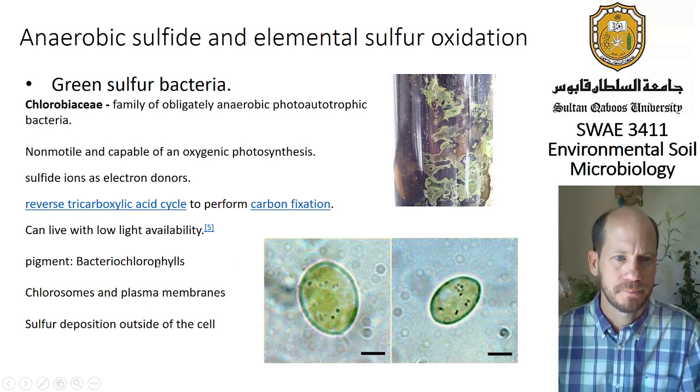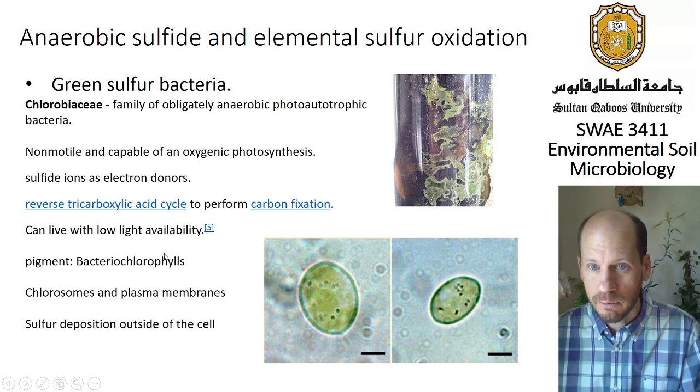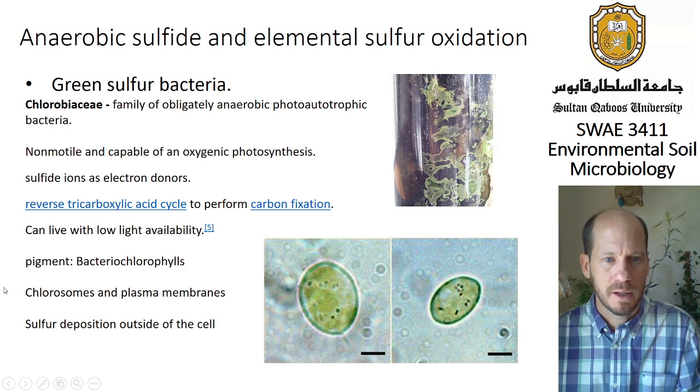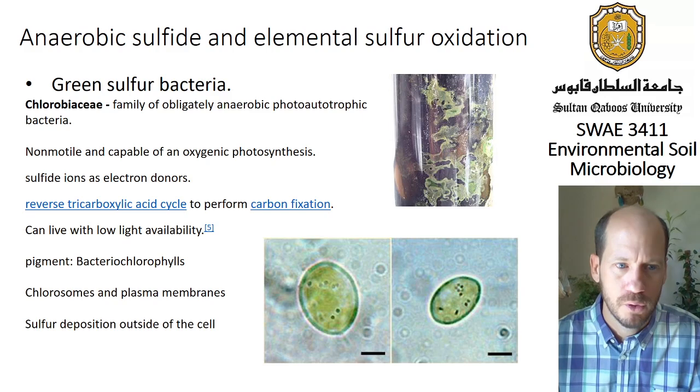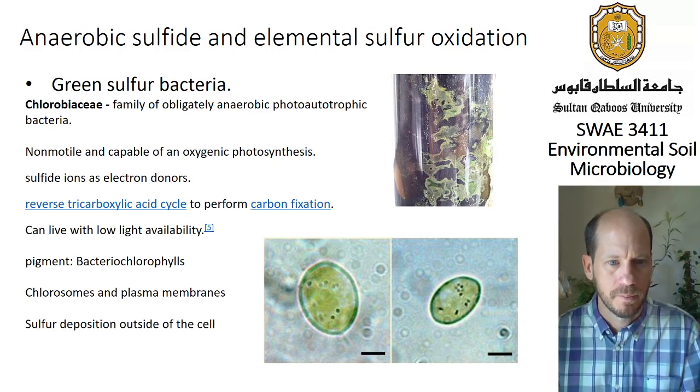One of the interesting facts about these bacteria is that they can be found very deep in water systems, even where there's very little light coming through. So they can live in very low light concentrations. The pigments are bacteriochlorophylls, and the structures that perform this photosynthesis are called chlorosomes, in the plasma membranes. They deposit elemental sulfur outside the cell.